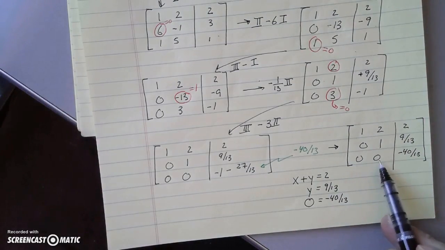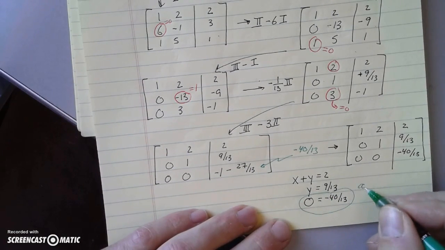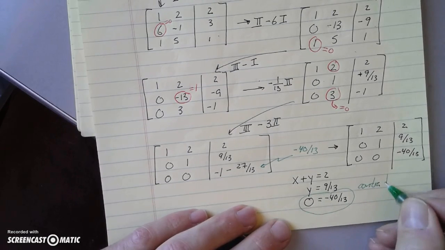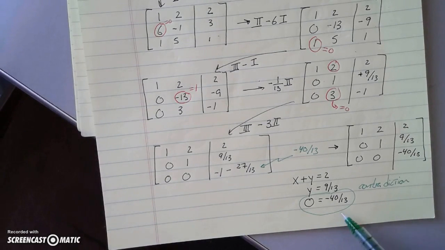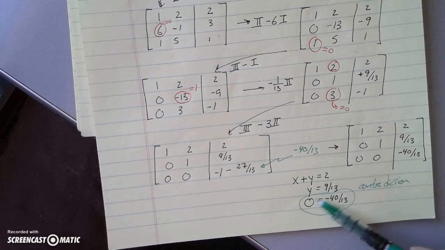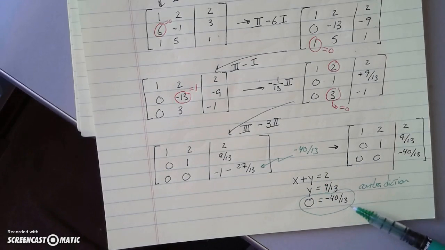Because this is 0x plus 0y. So what's this? This is a contradiction. It's false. So this means there's no solution. Don't bother solving the rest of it. It's not going to be true. There's no solution. No surprise there.